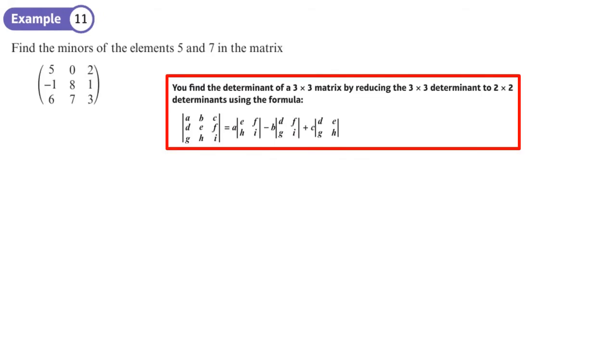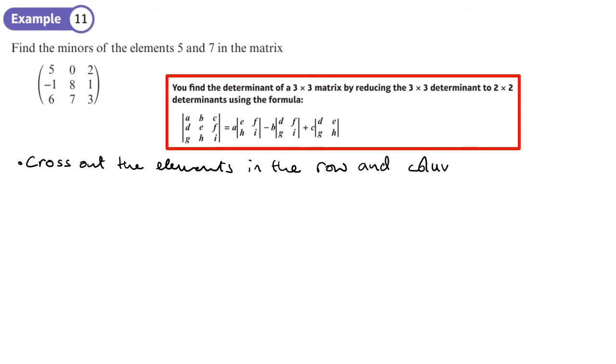Okay, so this question said find the minors of the elements 5 and 7 in the 3 by 3 square matrix there. There are 2 steps in finding the minor of an element. The first step is to cross out the elements in the row and column of the element in question.